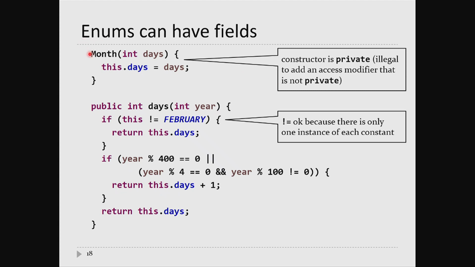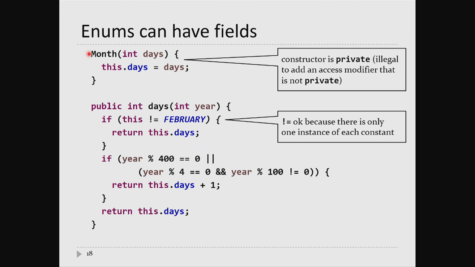Notice there's no access modifier in front of Month. There's definitely no public. The constructors are always private. If you try to put anything other than private or nothing, the compiler will not compile your enumeration. It will tell you that the constructor is supposed to be private. So you can put in private if you want to, but you don't have to.